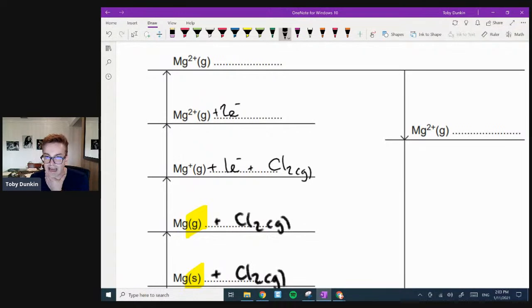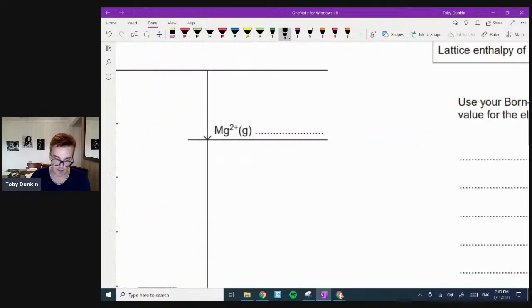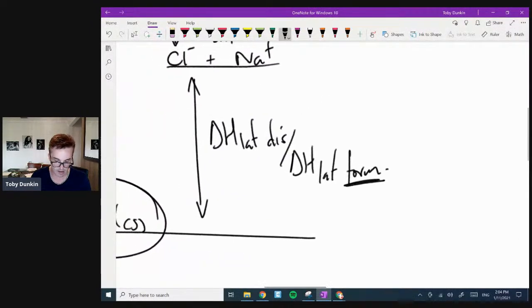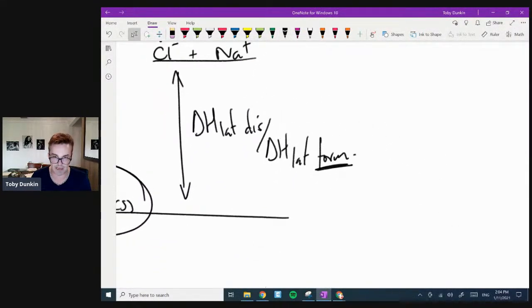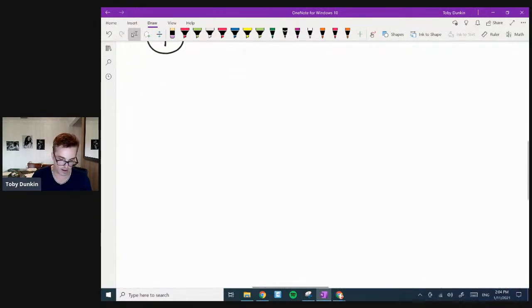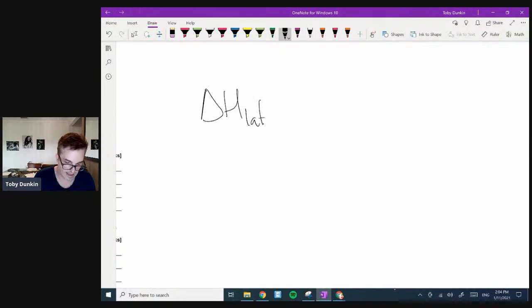Wait, sorry. What exactly is the definition of lattice energy? Is it like breaking all the bonds? Be careful. Okay, good question. So the lattice energy immediately means formation. If they just say lattice, so definition of delta H lattice, lattice enthalpy, you're immediately going to assume formation.